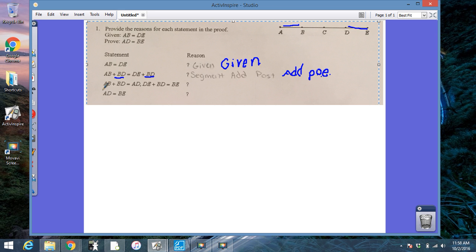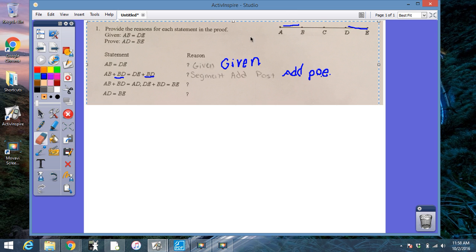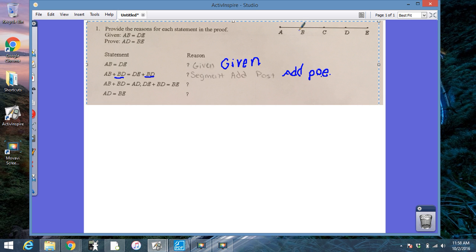All right, now what you're saying in this next statement is that if you take AB and you add to that the line segment BD, you now have the segment AD. So you're basically saying two pieces of a line segment, if you add them up, they create the entire line segment. Now that's the segment addition postulate, which is what you're using in this third line.